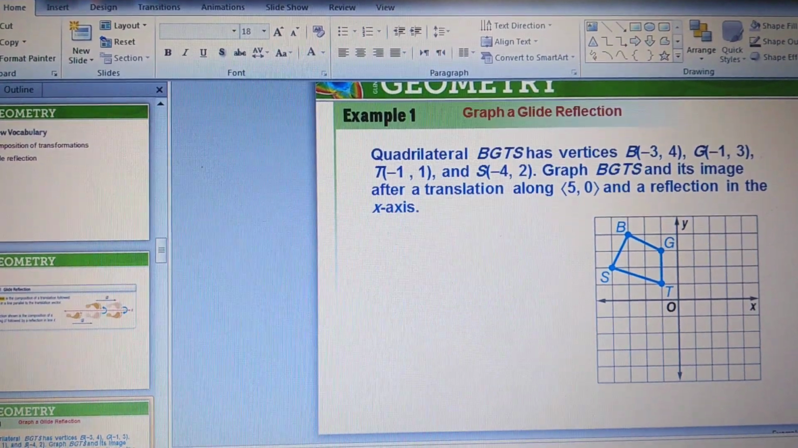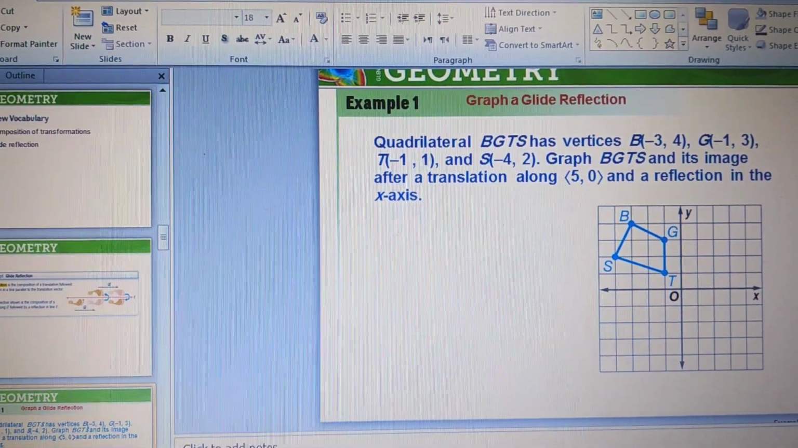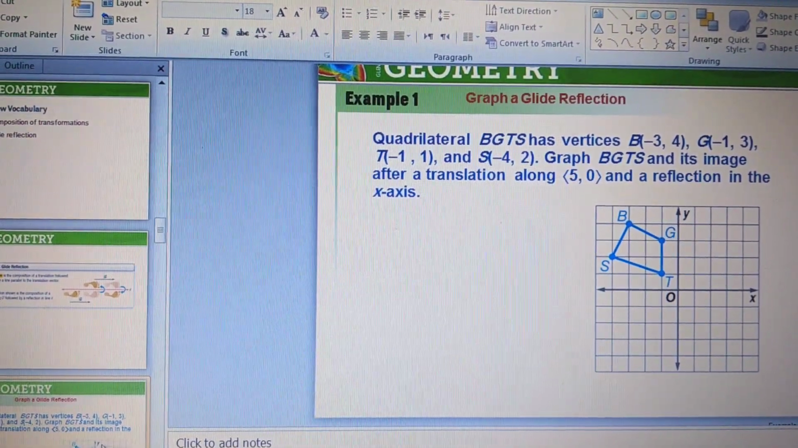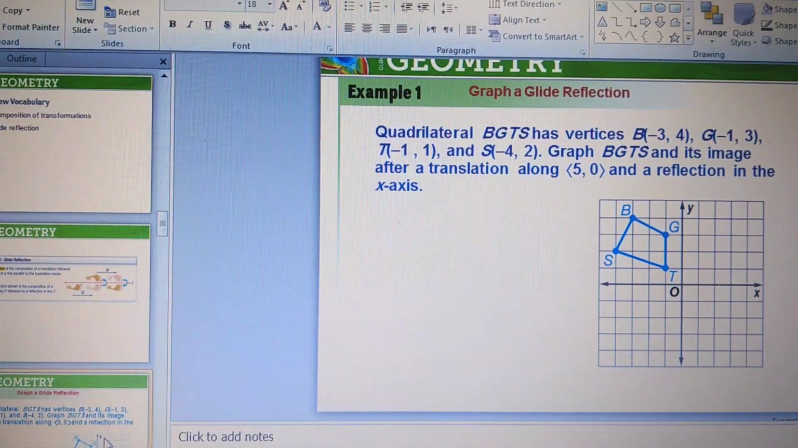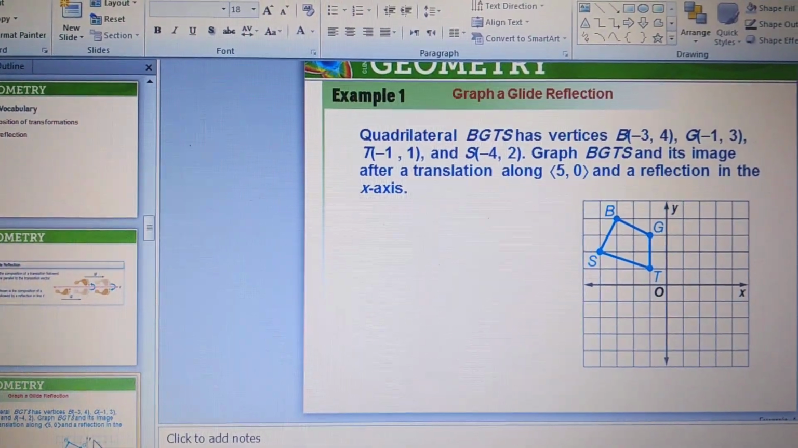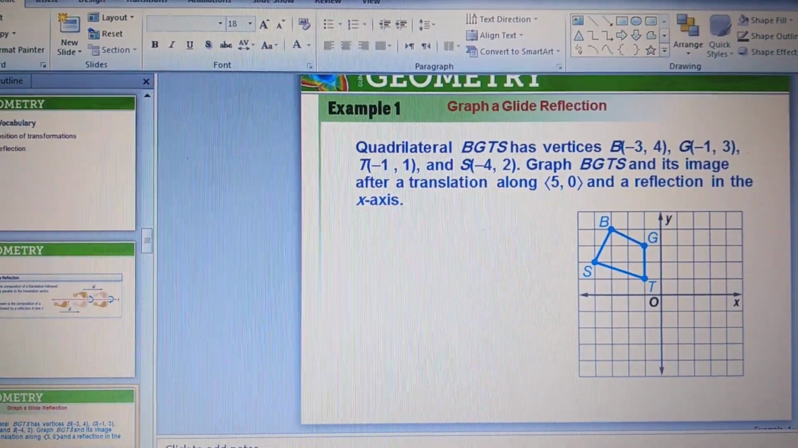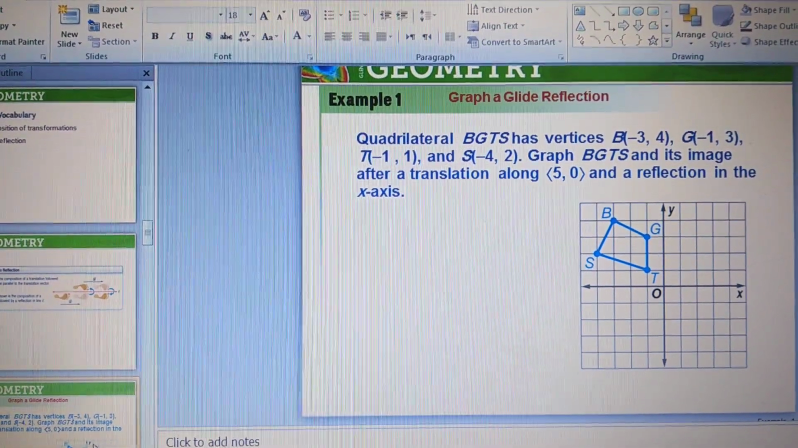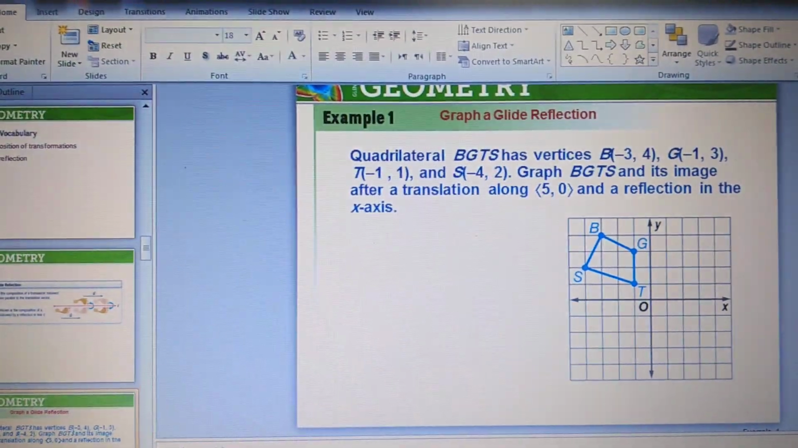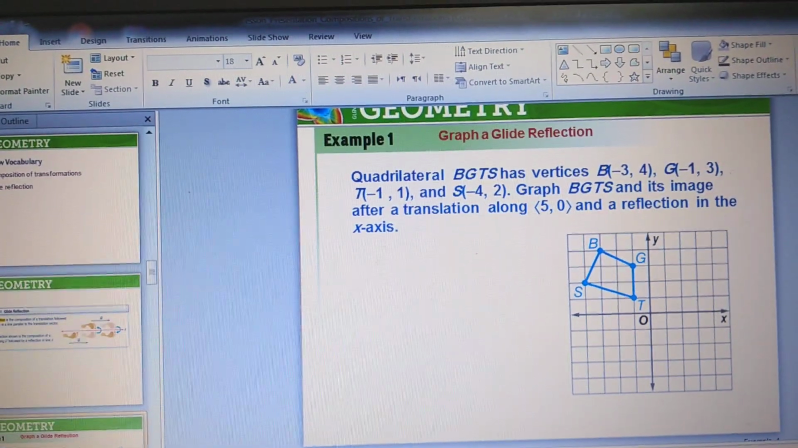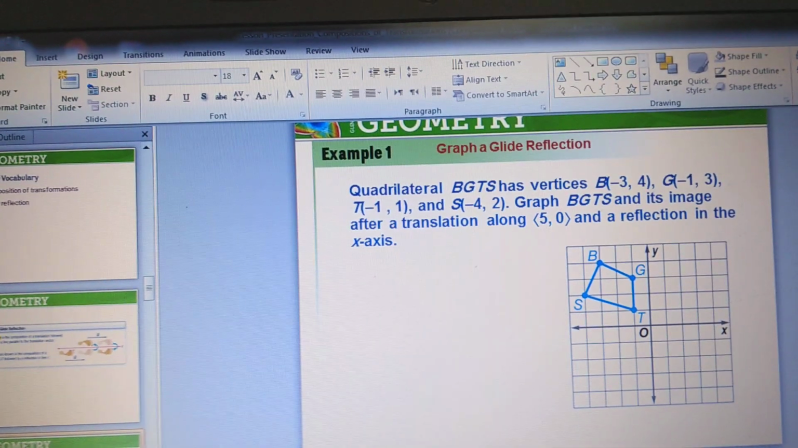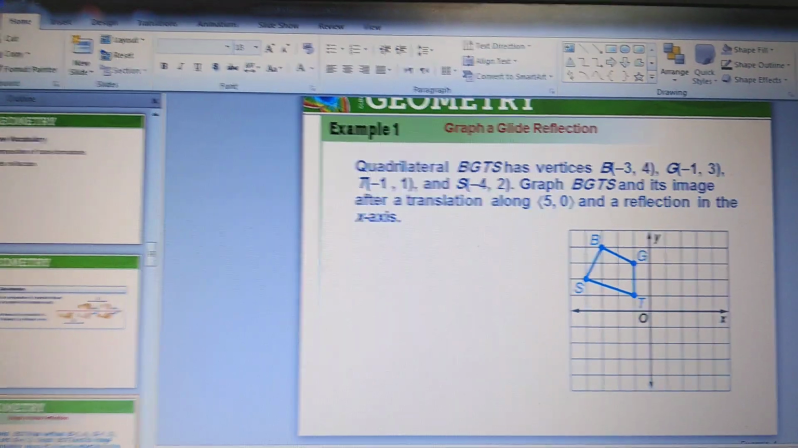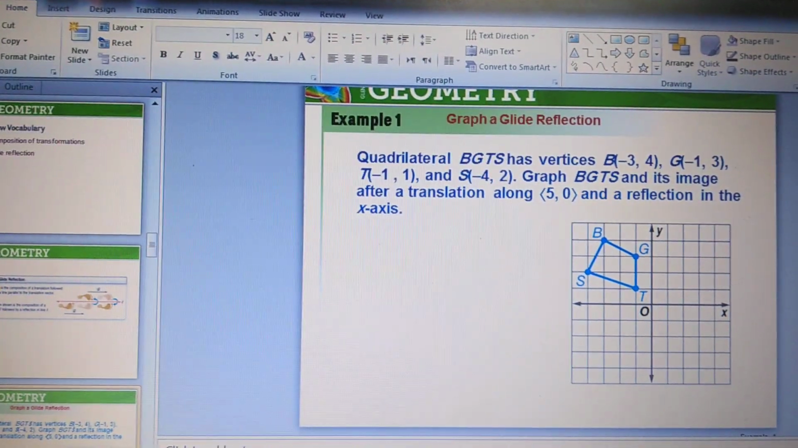Quadrilateral BGTS has vertices B (-3, 4), G (-1, 3), T (-1, 1), and S (-4, 2). Graph BGTS and its image after translation along vector (5, 0) and reflection in the x-axis. This means when I make translation along the vector (5, 0), I will add 5 to the x-coordinate and the y-coordinate will stay the same. Why? Because in the vector y equals 0.